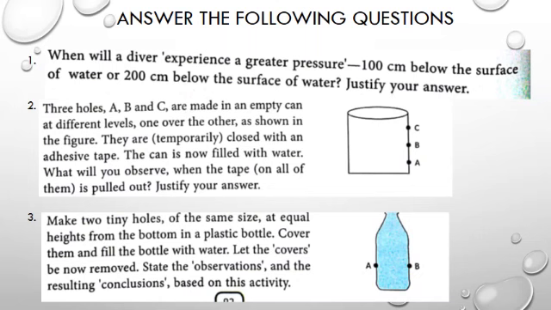Question number 3. Make two tiny holes of the same size at equal heights from the bottom in a plastic bottle. Cover them and fill the bottle with water. Let the covers be removed. State the observation and the resulting conclusion based on this activity. You have to write answers to these questions in your rough notebook.